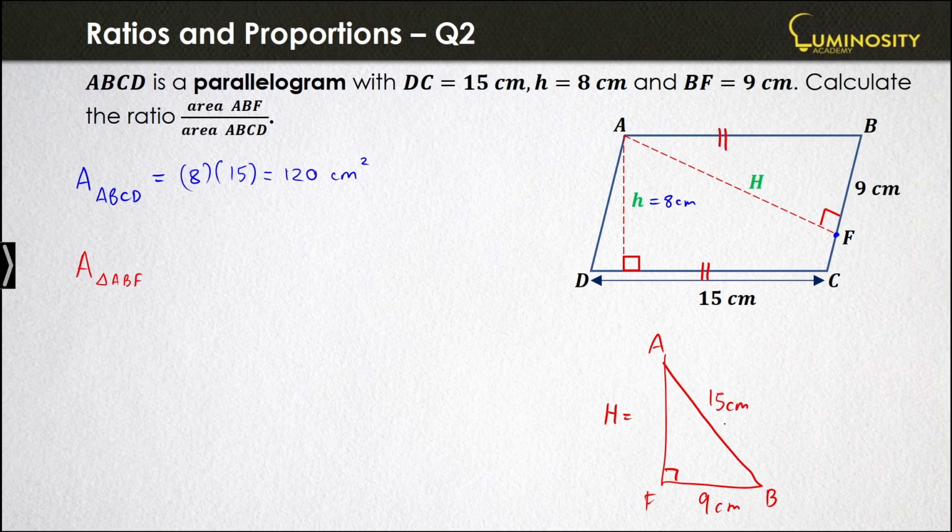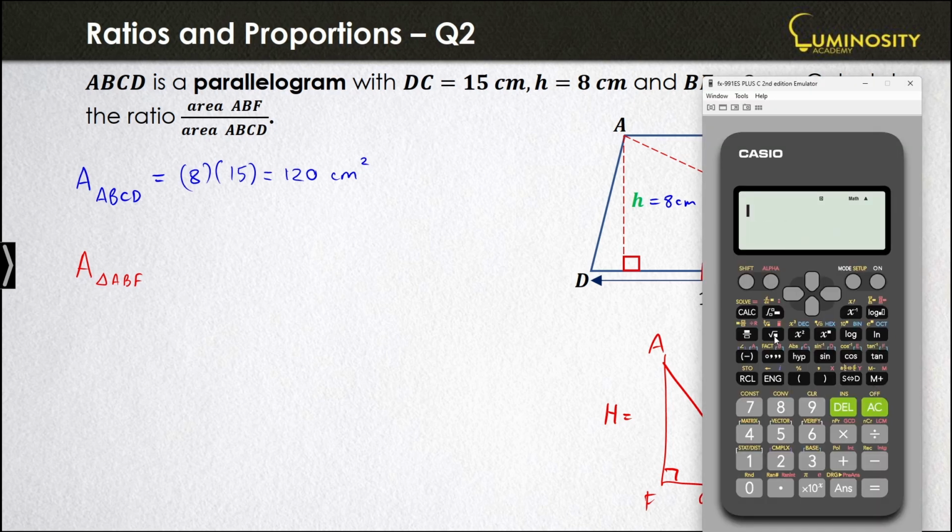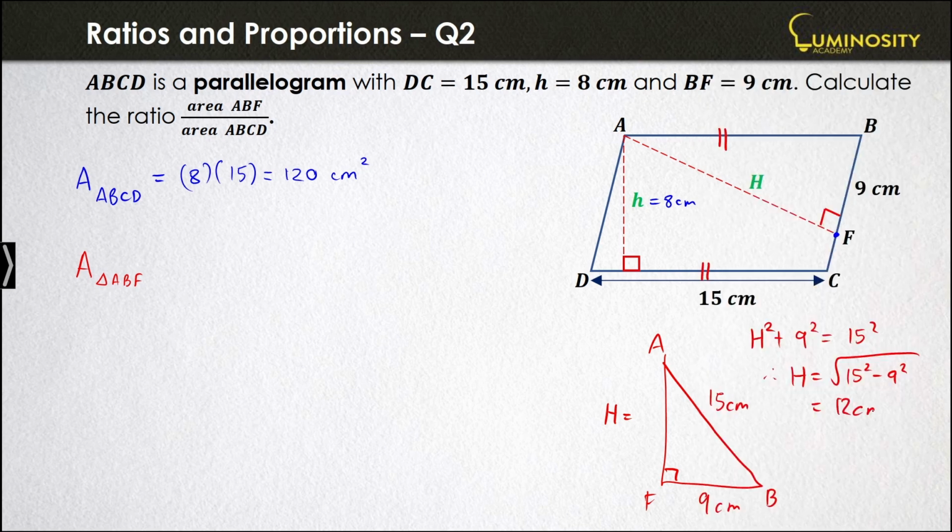So I've got a right angle triangle with two pieces of information, so I can use the Pythagorean theorem to work out H. H squared plus 9 squared must equal the hypotenuse, 15 squared. Therefore H must be the square root of 15 squared minus 9 squared. Let's work that out. The square root of 15 squared minus 9 squared gives us 12. So this is 12 centimeters.